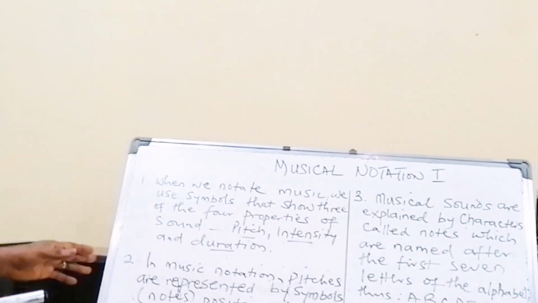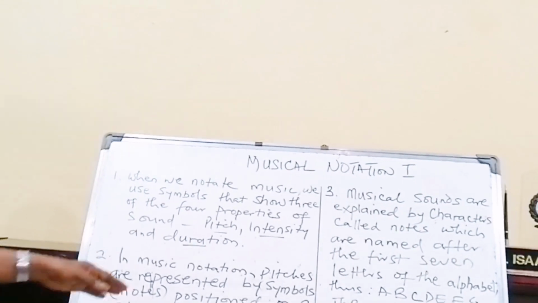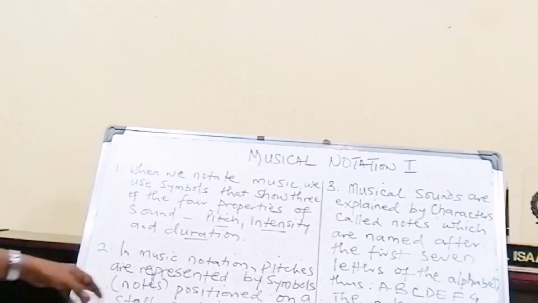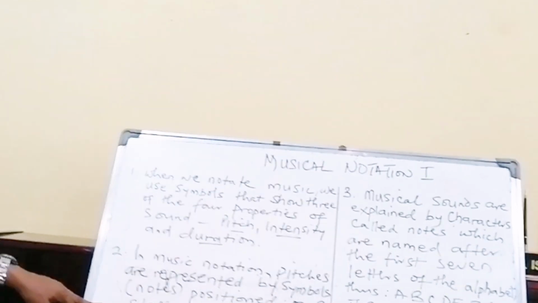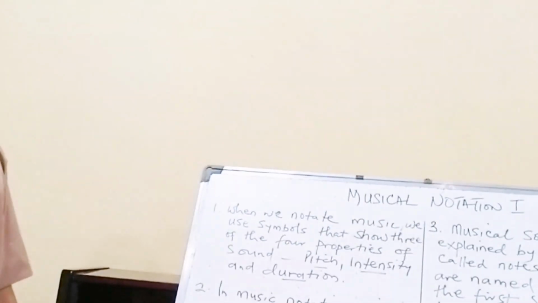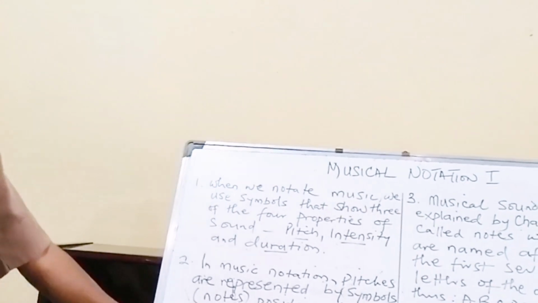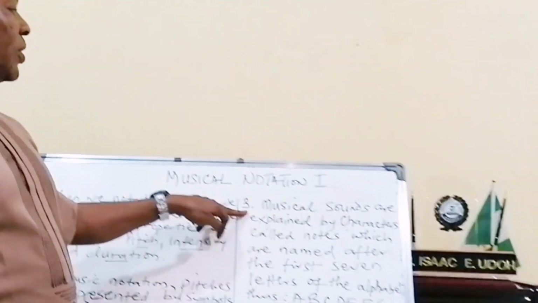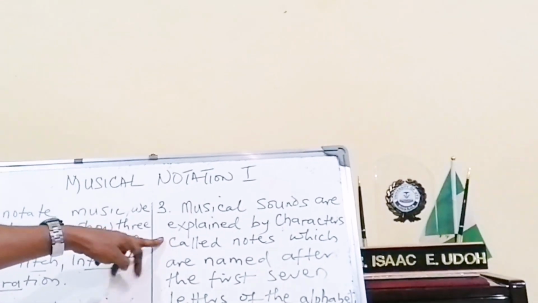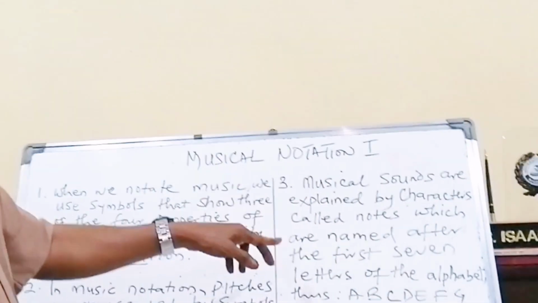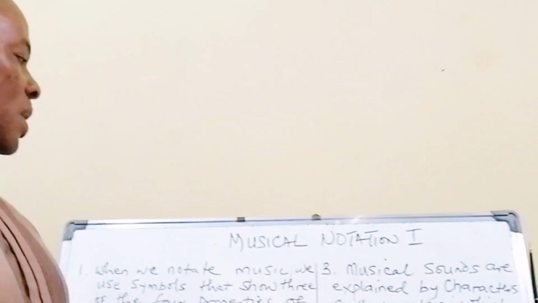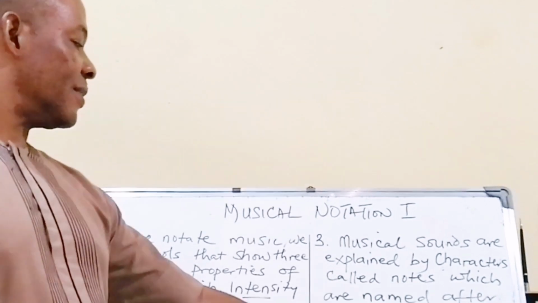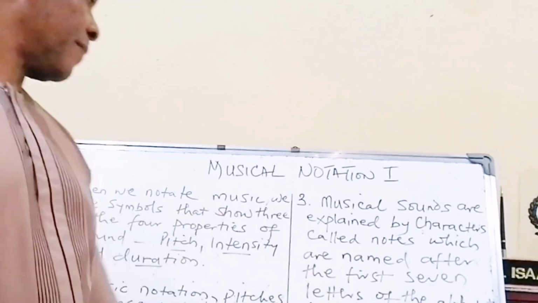Let me take you further. In music notation, pitches are represented by symbols, notes, positioned on a staff and identified with letter names. And those letters are A, B, C, D, E, F, G. In other words, let me use other words to explain. Musical sounds are explained by characters called notes, which are named after the first 7 letters of the alphabet, thus A, B, C, D, E, F, G.